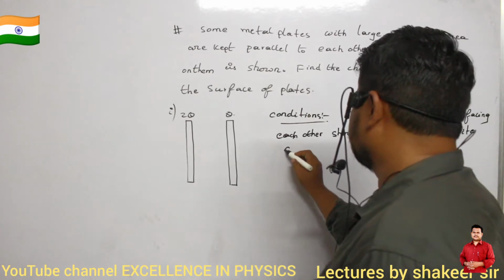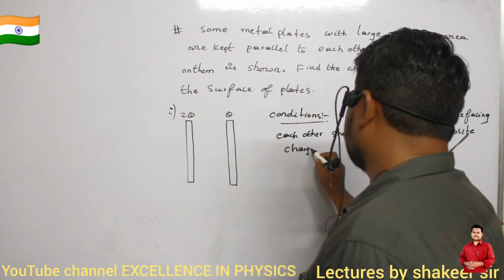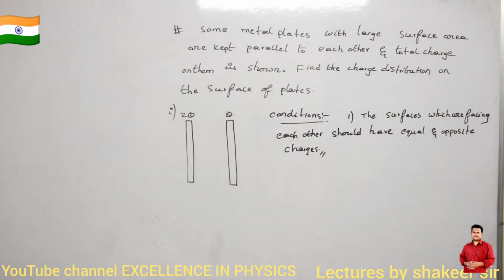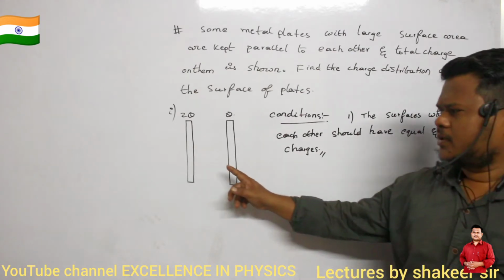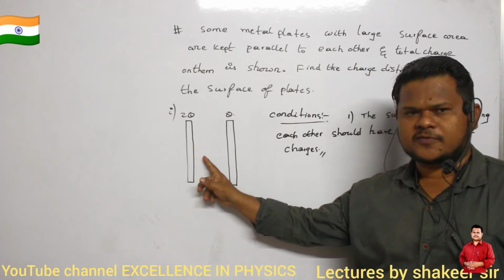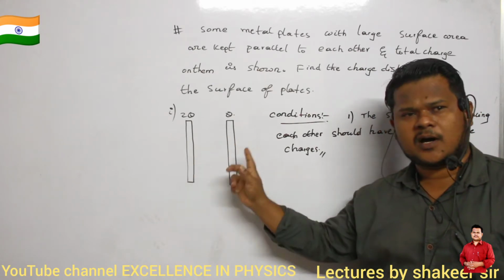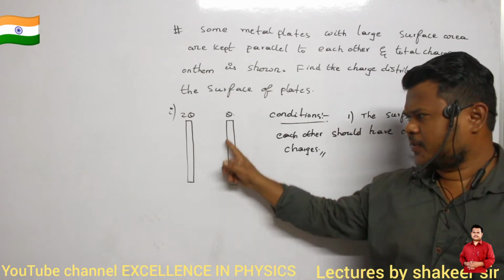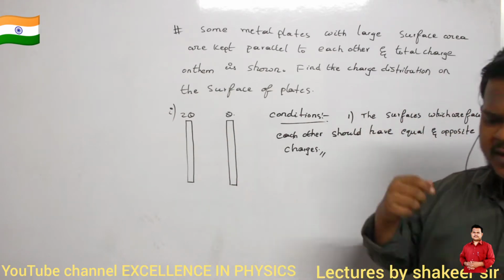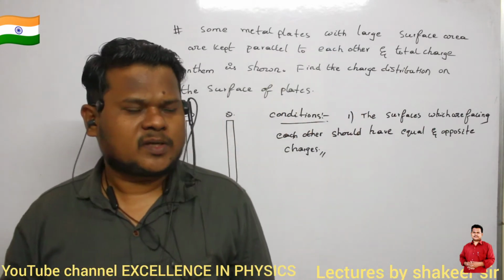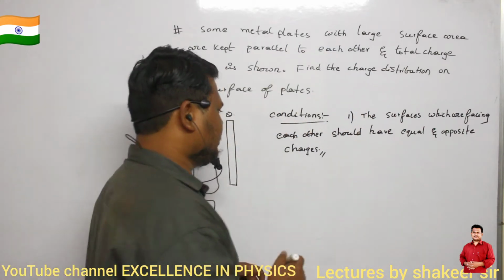So this point is understandable, no? For example, here if I have plus q amount of charge, then the surface which is exactly opposite to this one should have an equal amount of charge, but it should be a negative charge. So this is the first point which we should remember. Are you able to understand? Write down the second point.